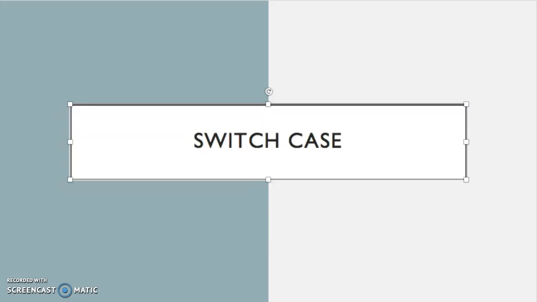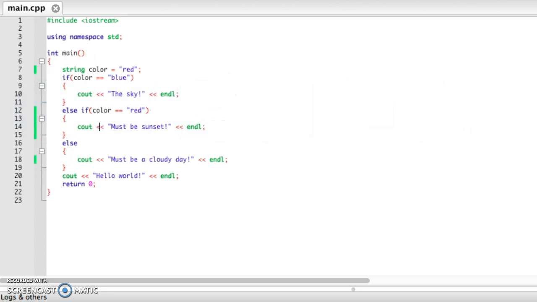Let's look at a switch case statement, or case switch statement, depending on who you talk to. We already looked at some control flow structures, specifically if statements, and our if else and our if else if else, and so on. Let's go back to our example from before, where we have a string color, and based off of the color, we're going to talk about the sky.